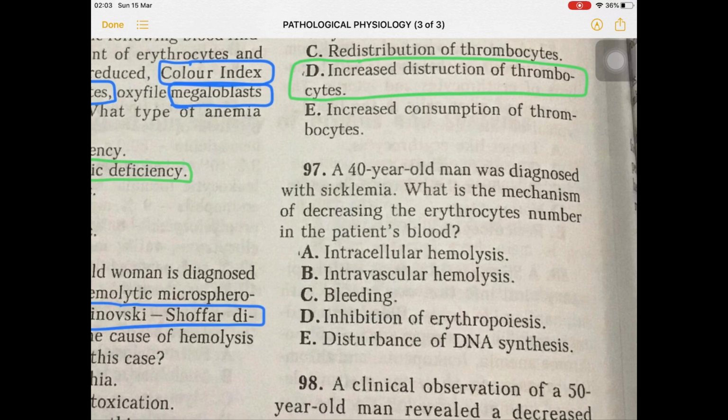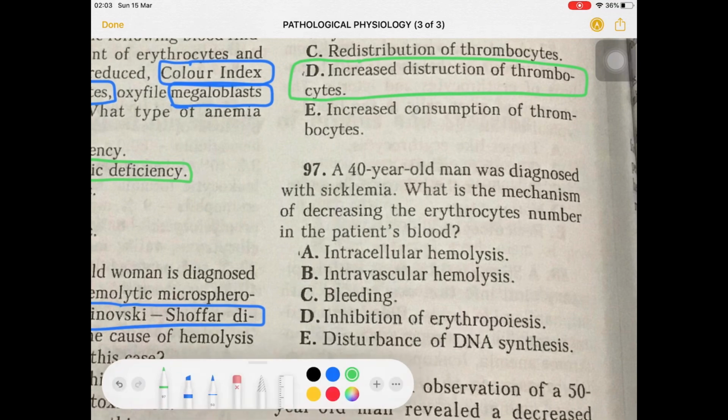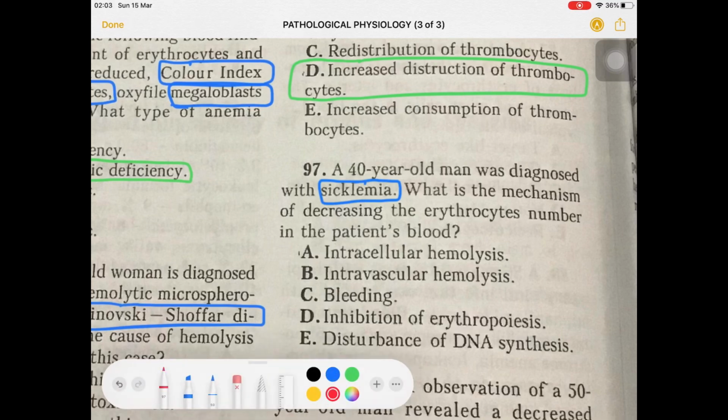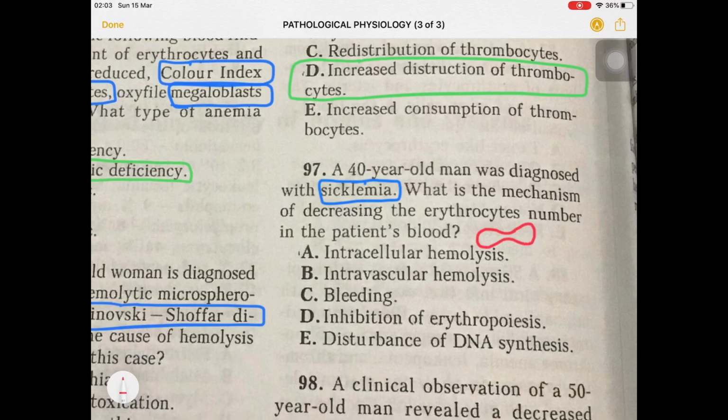Moving further, question number 97. They are saying this is a problem of sickle cell anemia. Sickle cell anemia is a substitution of glutamic acid with valine at the 6th position. What is happening in that one? Normal RBC is changing its shape from biconcave to a sickle cell, which looks something like this, right? In this one we have the HbS form of hemoglobin. HbS is not compatible with life, so that is the problem. So where is the hemolysis happening?